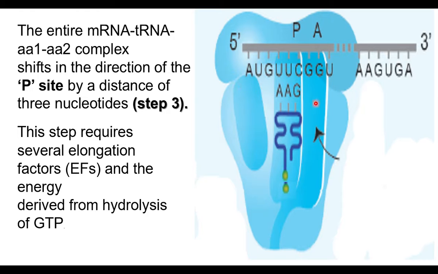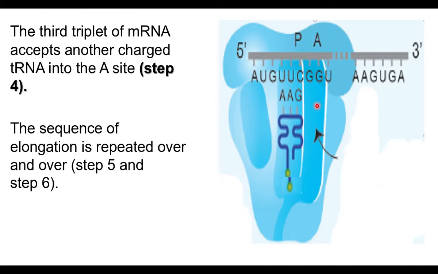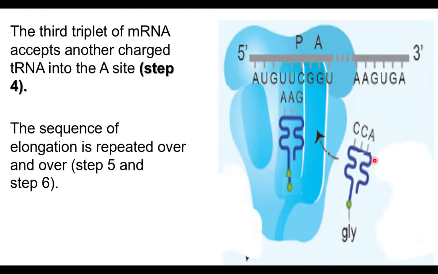So the second tRNA comes to the P site. The A site is ready to receive the third charged tRNA. The third triplet of mRNA accepts another charged tRNA into the A site. This is the third triplet. It is ready to receive a charged tRNA. This is the charged tRNA. This tRNA will come to the A site.